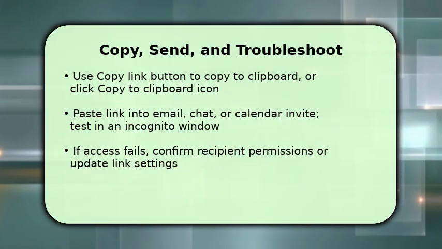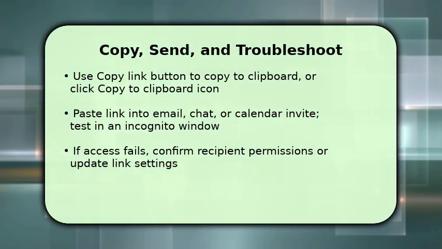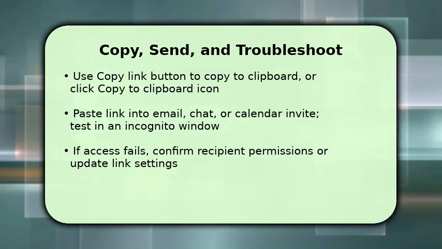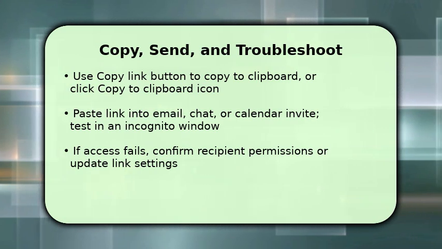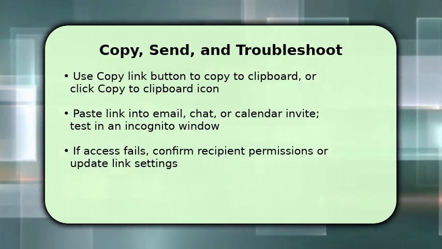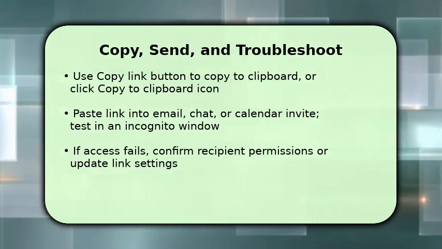Finally, click Copy Link to copy the shareable URL to your clipboard, then paste it into an email, chat, or calendar invite. Once pasted, test the link in an incognito window or ask a colleague to confirm access. This verifies the permission settings you chose.